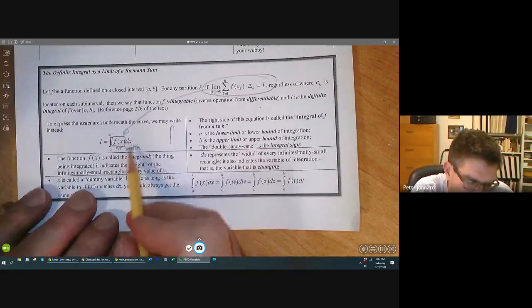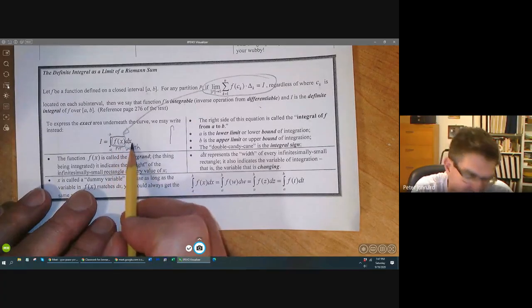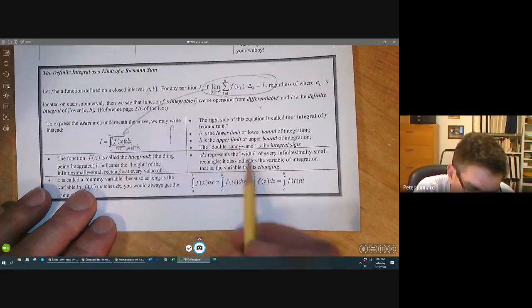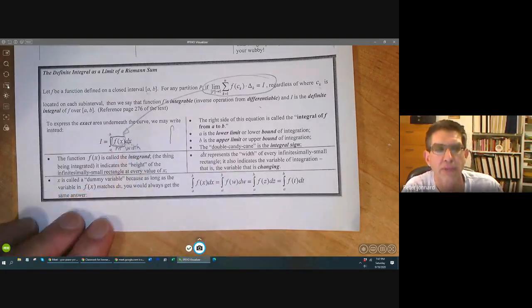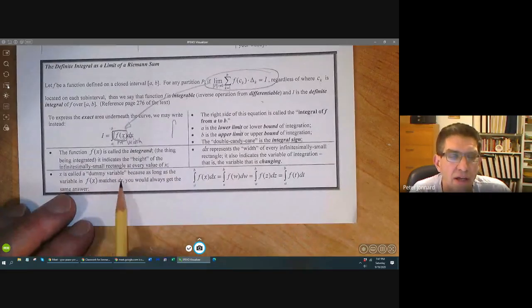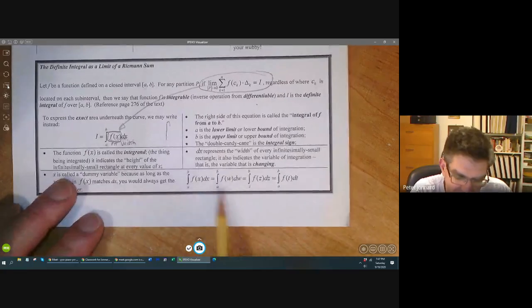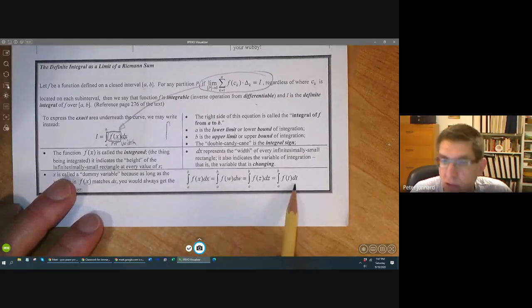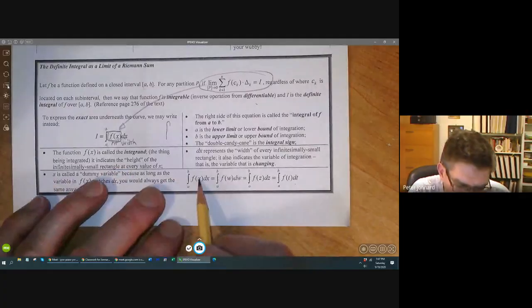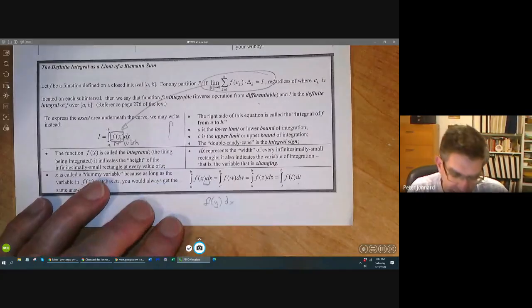We often call this the dummy variable because you could put any variable in here you want. You could do f of y dy, f of z dz, f of w dw. So this variable itself, x, is often called the dummy variable, because as long as the variable in f of x matches dx, you would always get the same answer. So this integral is identical to this, is identical to this, is identical to this. So it doesn't matter what variable you put here and here as long as they match. That's the key thing, they have to match. If you said f of y dx, that would be a problem, okay, because they don't match. All right?